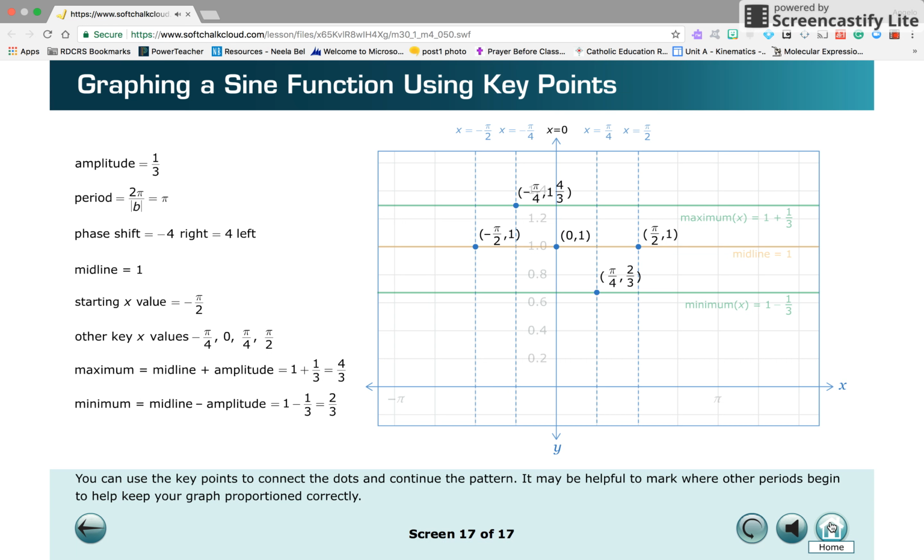You can use the key points to connect the dots and continue the pattern. It may be helpful to mark where other periods begin to help keep your graph proportioned correctly.